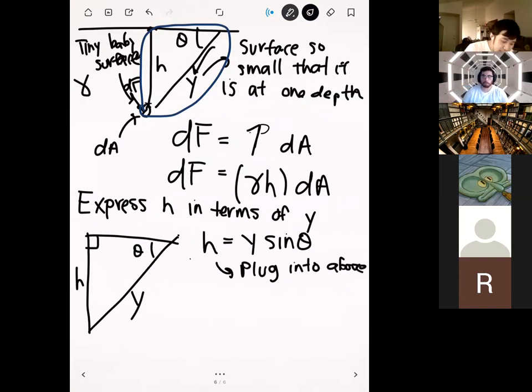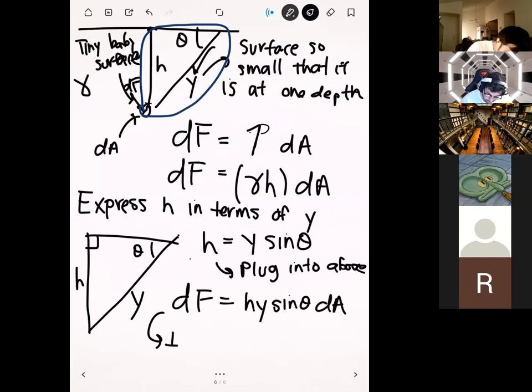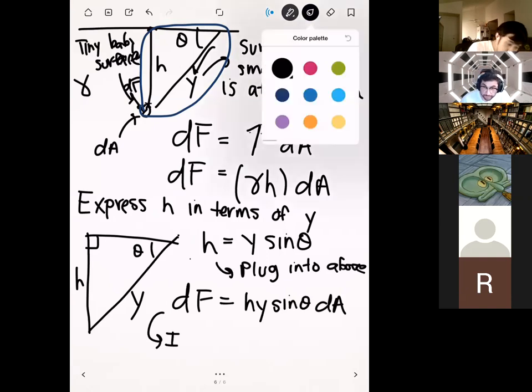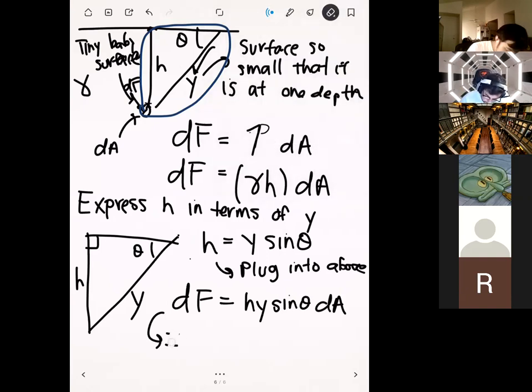Okay. So let's take this h and plug it into the expression above. We can say that dF is equal to gamma y sine theta dA. This dF expression here is the expression for the force on this tiny surface. In order to take this tiny force and expand it to the full force, our next step is to integrate this over our entire big surface.